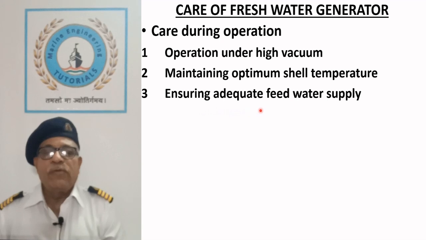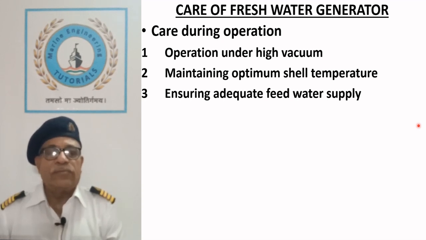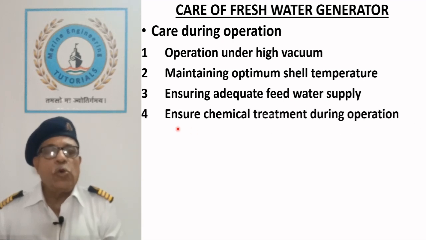Ensuring adequate feedwater supply. Feedwater supply should be between 3 to 4 times of the desired output, which is essential to remove the salts left by the evaporated water, and the brine level should not rise. Ensure chemical treatment during operation. Ensure that chemical dosing is maintained during the operation of freshwater generator, as it prevents scale formation.